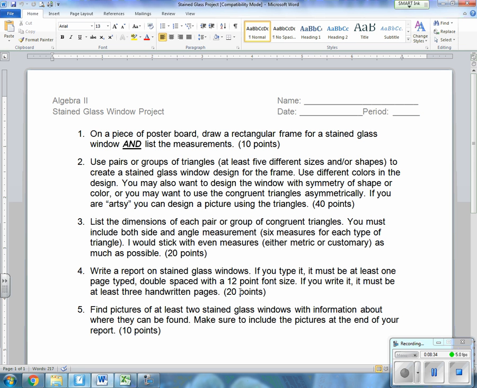So if you took a picture yourself and you wanted to include it, that's fine. You just need to tell where that window can be found. So it can be found at this church or at this cathedral or at this whatever building you took the picture of. You're more than welcome to look online as well. You just need to make sure to include where that stained glass window can be located in the world. Okay? So that's your project.